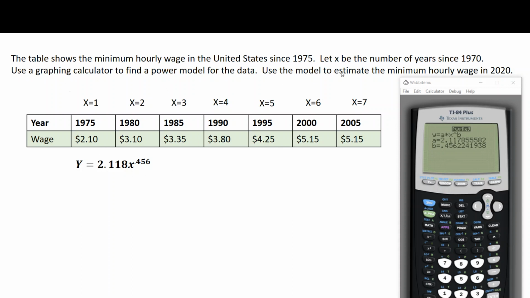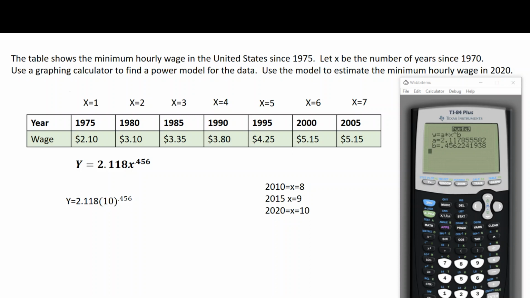Next it says use the power model to estimate the minimum hourly wage in 2020. Right now we only go to 2005, so let's figure out what our X is going to be for 2020. If 2005 is 7, 2010 X will be 8, 2015 X will be 9, and 2020 X will be 10. So we want 2020, so we're going to say X equals 10. We can just substitute 10 for X. So here's our equation with 10 substituted.